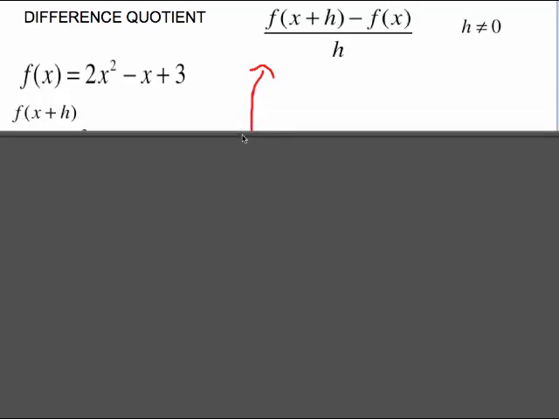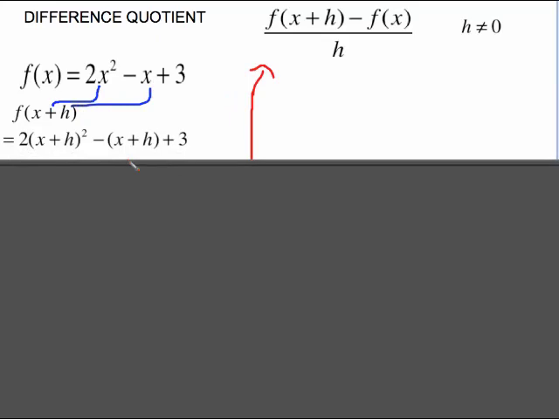My suggestion is to do it bit by bit. Part of this difference quotient is f of the quantity x plus h. So let's just do f of x plus h. F of x plus h means for us to plug in x plus h for each of these x's. So put x plus h in here, put x plus h in here. So this is 2 times the quantity x plus h squared, that's x plus h going in for that x, minus the quantity x plus h in for that x, plus 3.